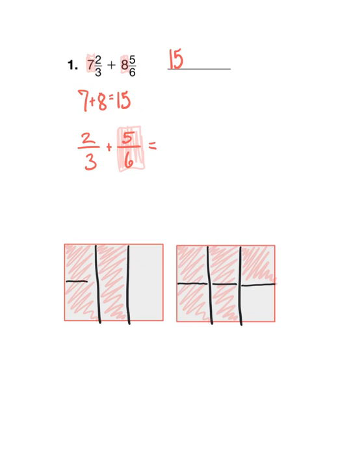Let me do the same thing over here. That converts my 2/3 to 4/6. 1, 2, 3, 4, 5, 6 pieces, and 4 of them are shaded. So 4/6 plus 5/6 gives me 9/6. And I can convert that to a mixed number.